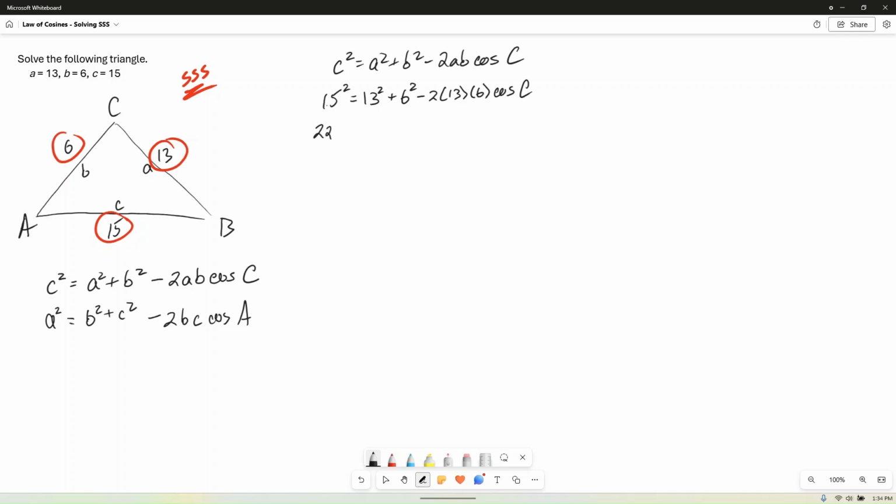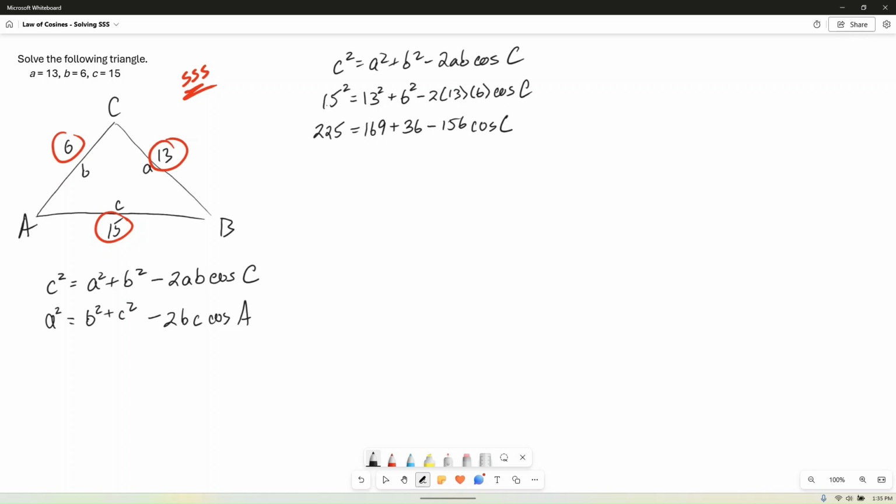15 squared is 225. 13 squared is 169. 6 squared is 36. And then if we take 2 times 13 times 6, 6 times 13 is going to be 78, and so that's going to be minus 156. So we have 225 is equal to 169 plus 36 minus 156 cosine of C.